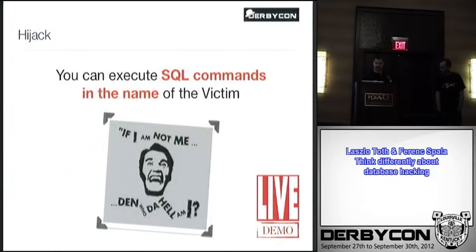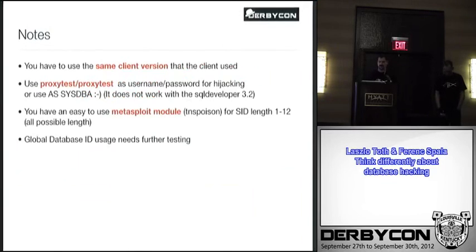Okay then. So now after this, some notes. As I already said, you have to use the same client version that the client used. Use the proxy test username and password while you connect to the hijacked thread. You have to do this because there are some security measurements at the client side of Oracle. But you can switch off that security measurement with the sysdba. After the talk, I can show you how it is working.